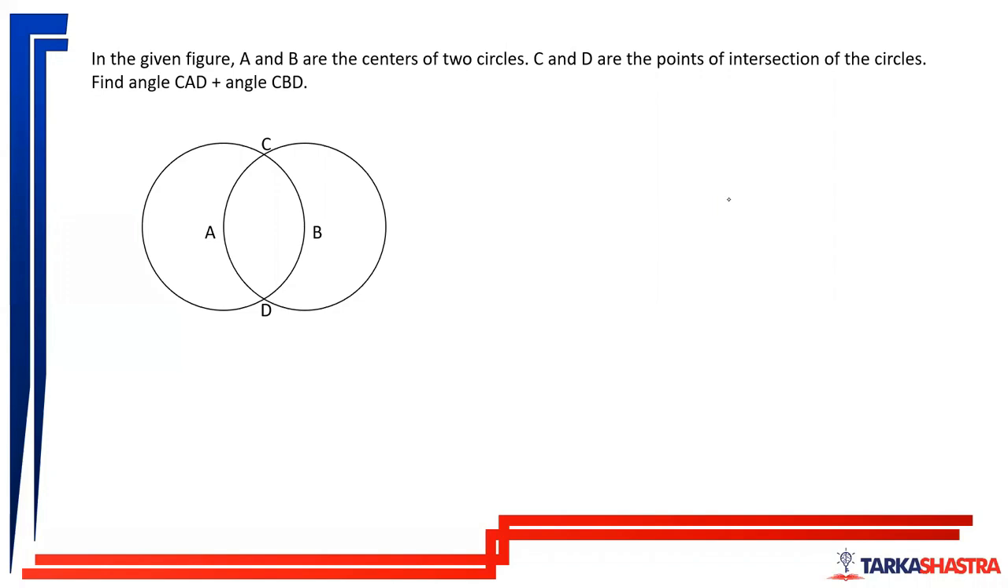Now the image appears miraculously. AB, if you observe, is the common tangent, a common radius. AB is the common radius for both the circles. So the radius for both the circles is equal. If this is a radius, this is also a radius, and this is also a radius.